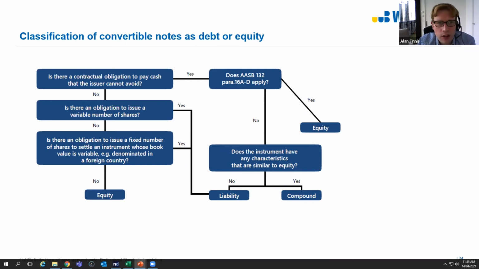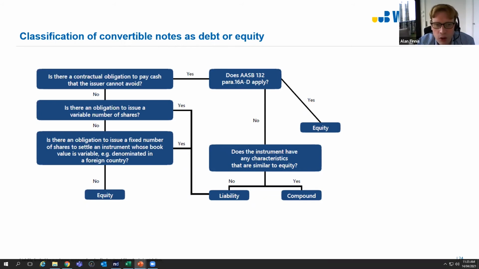It's only in rare circumstances where there's no repayment required by the borrower to the lender, and everything is settled in shares. So it's quite rare to see that. So normally you'd end up in the box in the middle there. So does AASB 132 paragraph A to D apply?